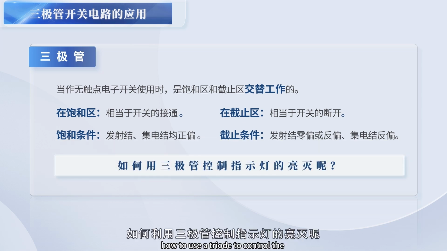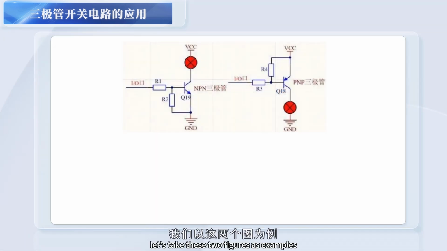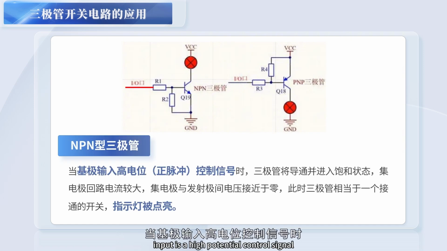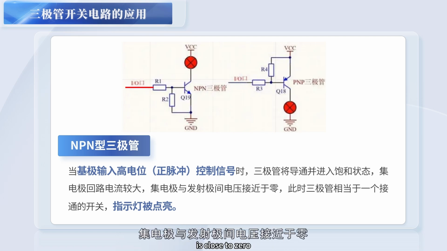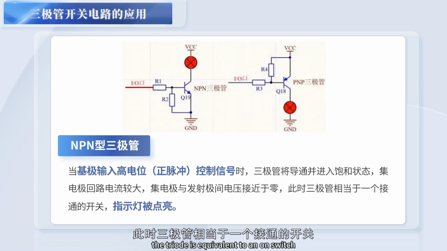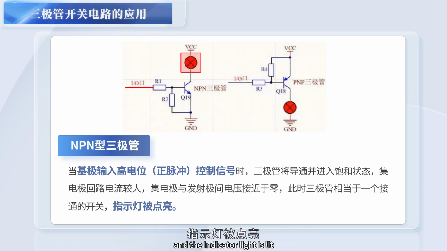How to use a triode to control the on-off of an indicator? Let's take these two figures as examples. The left figure is an NPN triode. When the input is a high potential control signal, the triode will conduct and enter the saturation state. The collector circuit current is large, and the voltage between collector and emitter is close to zero. At this time, the triode is equivalent to an on switch, and the indicator light is lit.